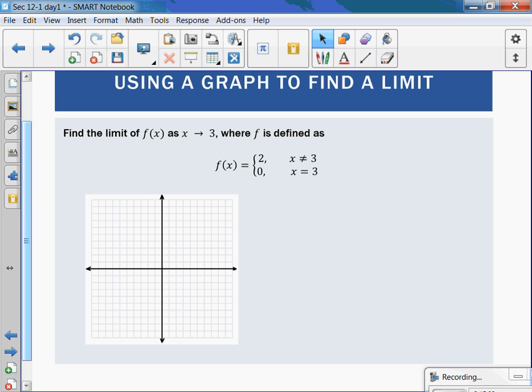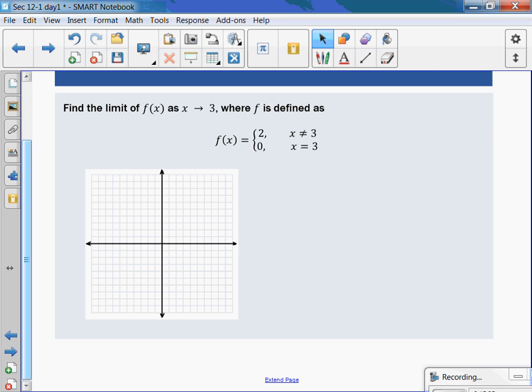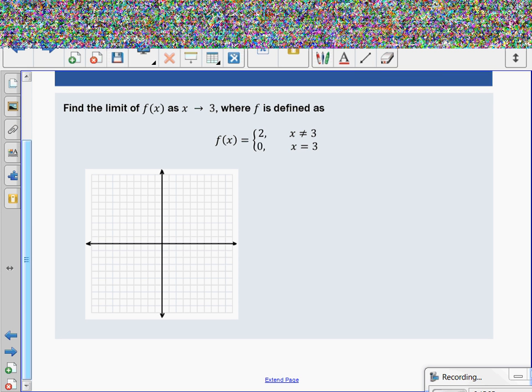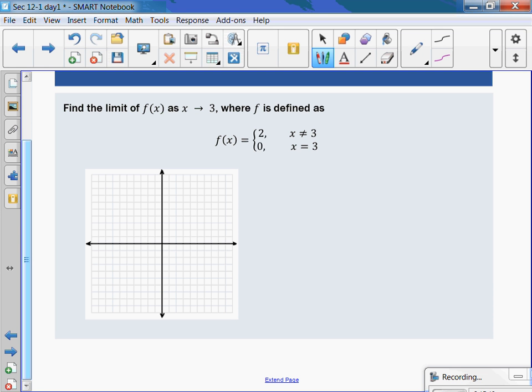Piecewise function, absolutely. So, how do I graph this piecewise function? By the name of it, it has pieces, right? So how do I graph this first part right here? f of x equals 2, where x is not equal to 3. What is that a graph of? What type? Diagonal, horizontal, vertical? Horizontal, absolutely. So a horizontal line, which is undefined at 3.